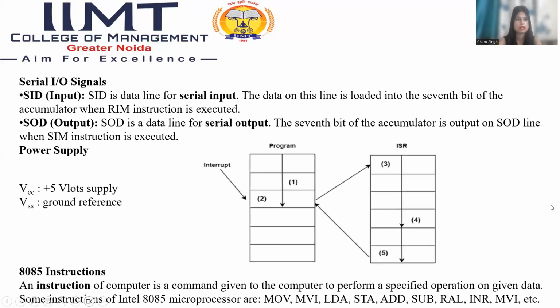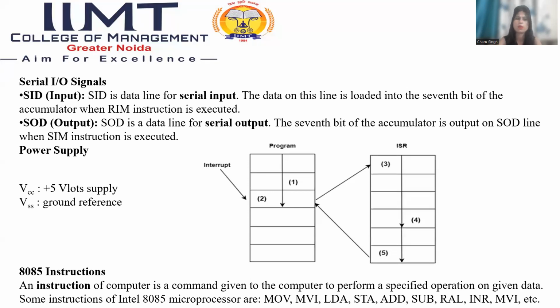Let's talk about the serial I/O signals. Then we have serial input: the data on this line is loaded into the 7th bit of the accumulator when the RIM instruction is executed. Then we have serial output: the 7th bit of the accumulator is output on the serial output line when the SIM instruction is executed.